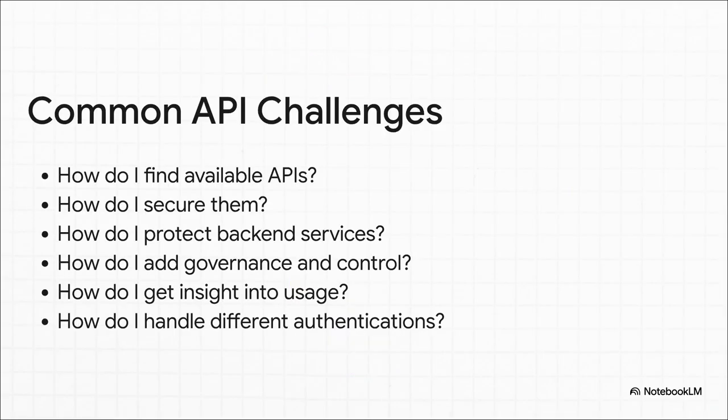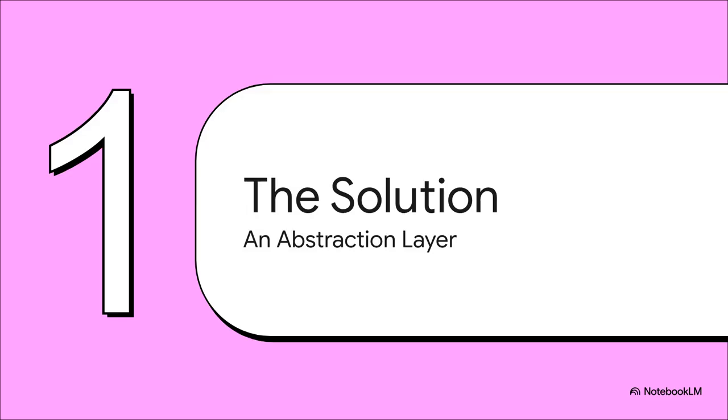And I bet these challenges look pretty familiar. You've got developers who can't find the APIs they need. You're scratching your head trying to figure out how to secure all of them in a consistent way. You've got to protect your back-end services so they don't get totally overwhelmed. You need some governance, some control, and you need to actually see who's using what. And, oh man, don't even get me started on trying to juggle all the different authentication methods. It's a lot. So how do we fix this? How do we tackle this mess?